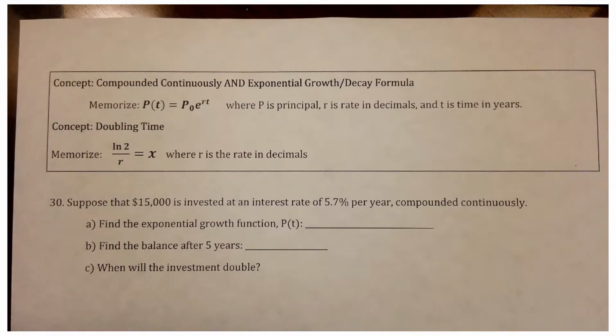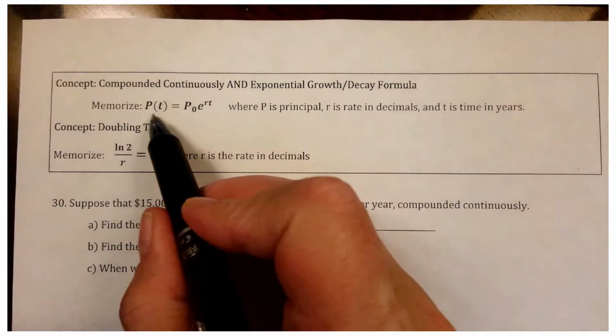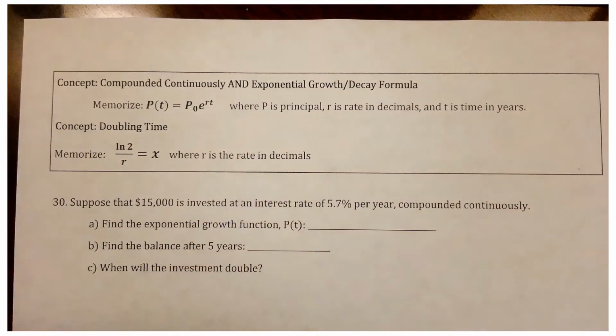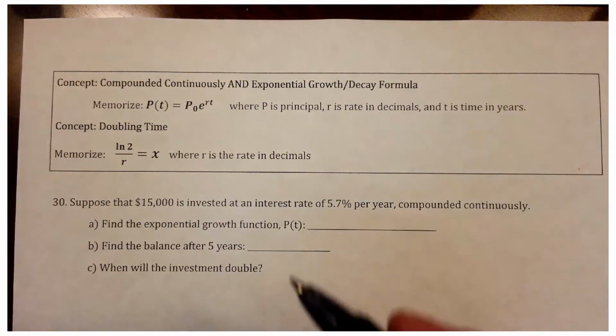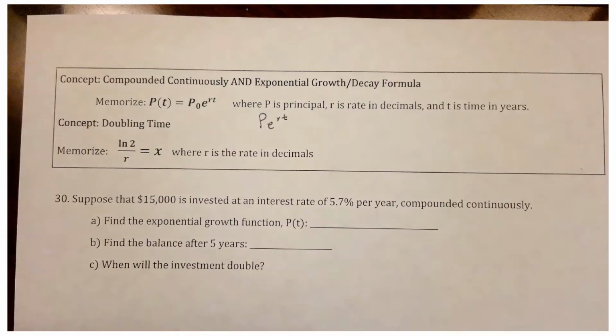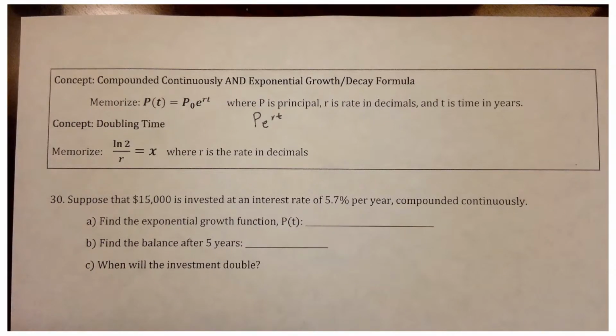So be sure that when you're looking at the problems for these, that you are reading very carefully and that you look for the word continuously. So this new formula is going to be P of t equals P sub 0 e to the RT. And different people write this different ways. More simply, you could just write this PE to the RT or PERT. A lot of people use that to memorize.